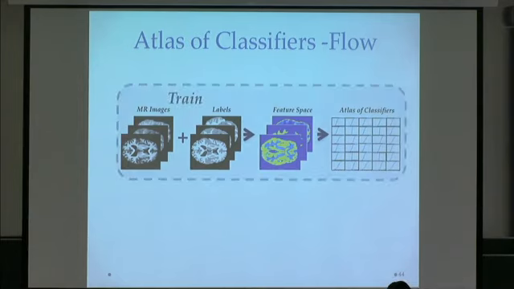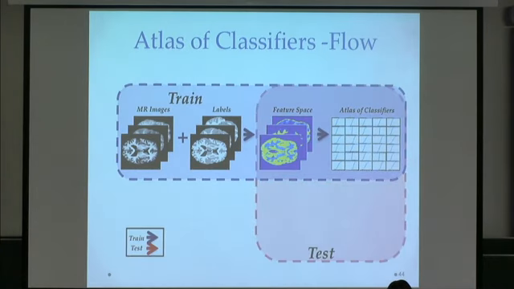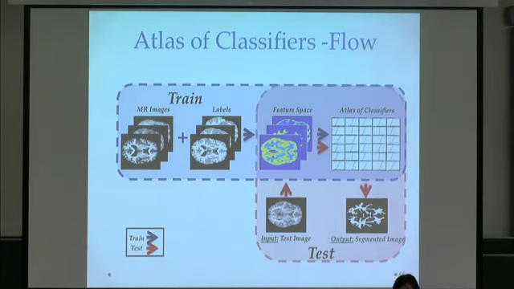But then at test time, it is really simple. All we need to do is to register the atlas of classifier to the image to segment. Once we did that, we can project it on the classifier and get the segmentation.